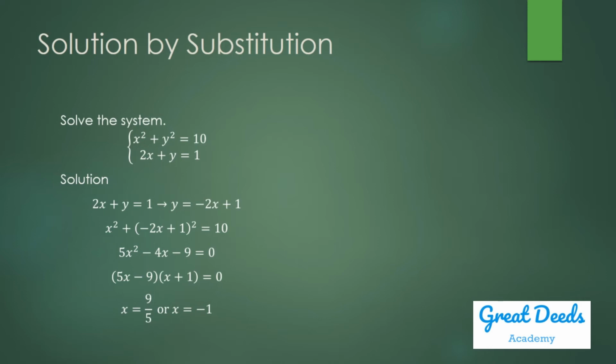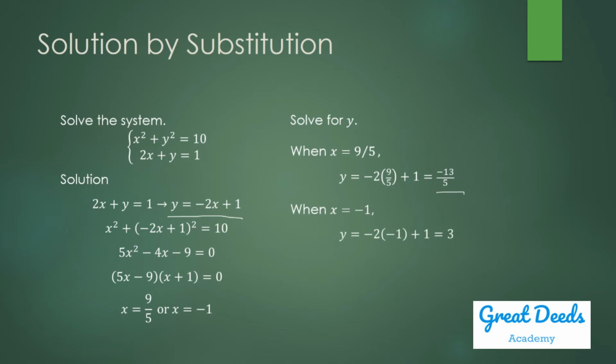Okay? So these are the x coordinates of the points of intersection. Let us now get the y coordinates. Let us solve for y. So when x is equal to 9 over 5, we are using this equation: y is equal to negative 2 times x plus 1. When x is equal to 9 over 5, y is equal to negative 13 over 5. When x is equal to negative 1, y is equal to 3. So this is the solution set. And that is how we write the solution set.